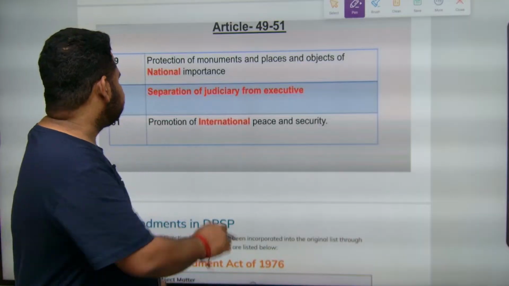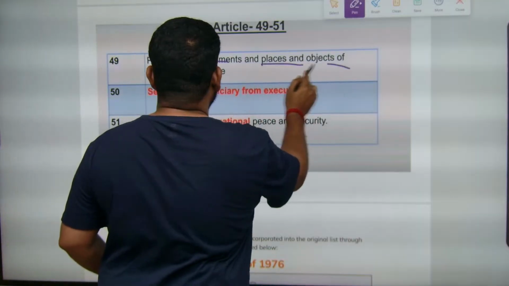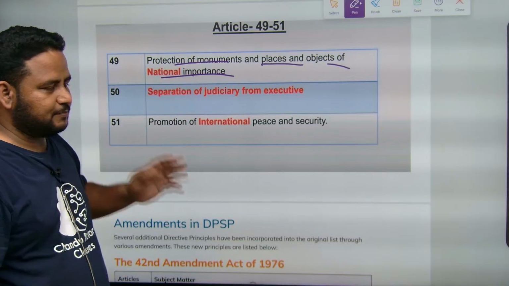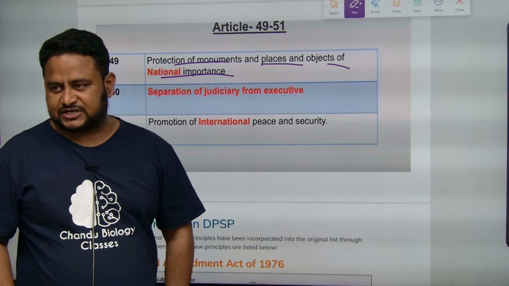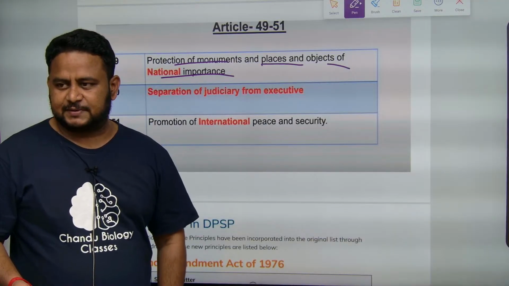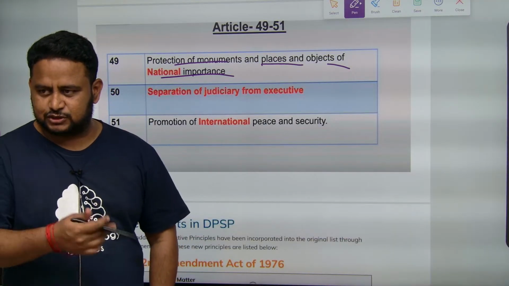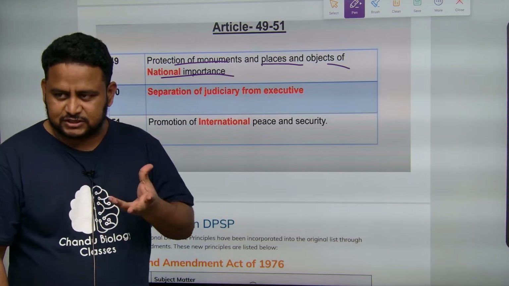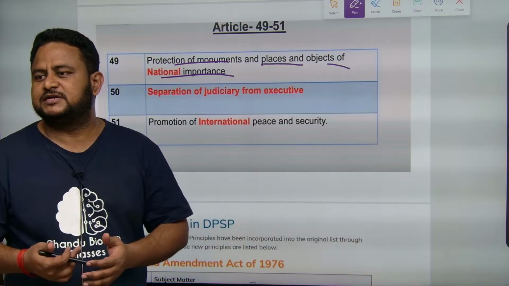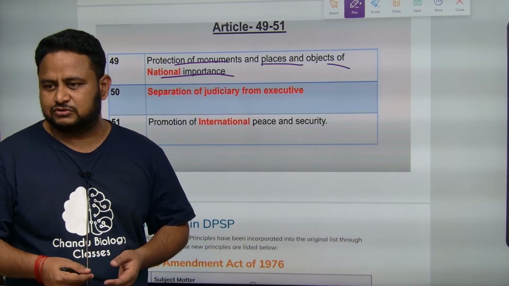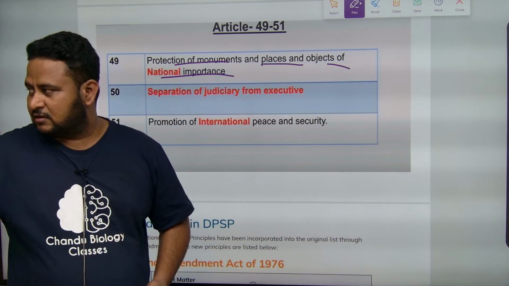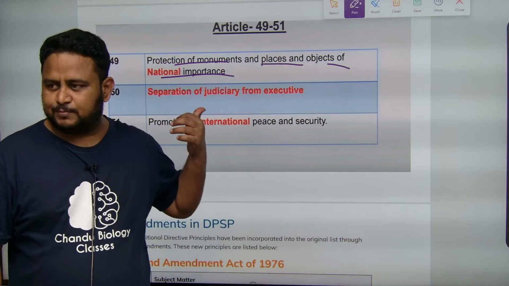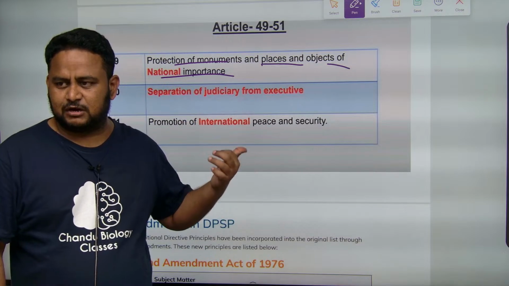Next is protection of monuments, places and objects of national importance. For example, we have the Statue of Unity, Sardar Vallabhbhai Patel's statue present in Gujarat. Please protect that. Objects of national importance, like that we have so many statues, monuments. Here one of our monuments is Charminar, which is also of national importance.